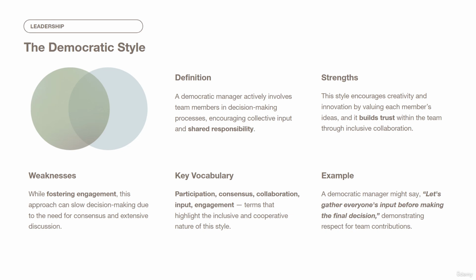Key vocabulary we would associate with democratic style: participation, consensus, collaboration, input, engagement. For example, let's gather everyone's input before making the final decision. As I said, in Europe, certainly Western Europe, this is often how things are done.